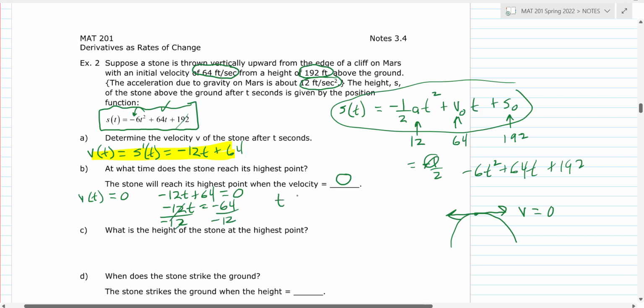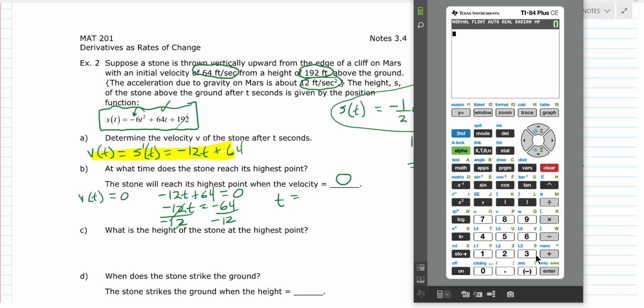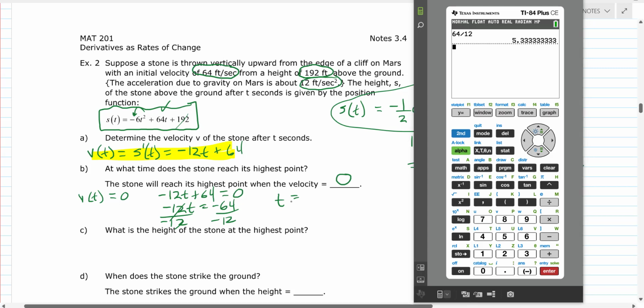And when you do that, you get t is equal to, and I'll have to pull up my calculator on that one. I think we'll probably round this one off. So it looks like we have 64 over 12, and then we'll just round this off to maybe just one decimal. So we'll just say 5.3. Okay, so that happens at about 5.3 seconds.